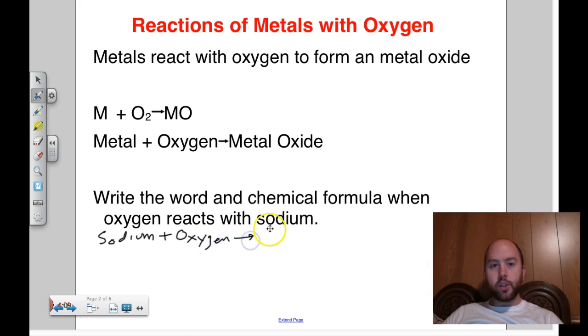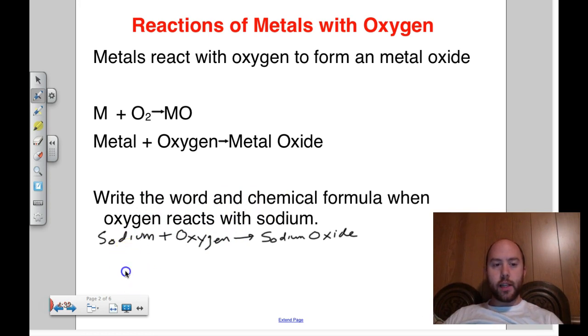And what do you get when you put sodium and oxygen together? You get sodium oxide. Notice it's oxide over here because it's an ion now. It had to be an ion. It had to combine with the sodium. Right here, it's just oxygen. It's not connected to anything. It's just oxygen. So now I have to write the chemical formula.